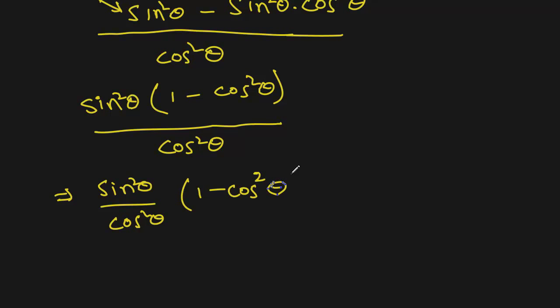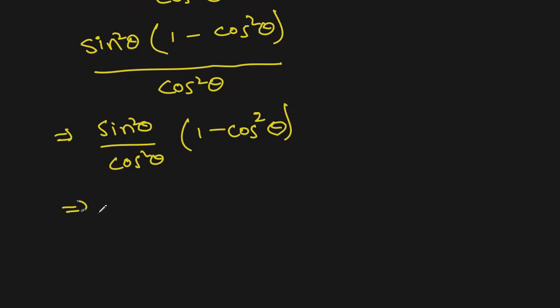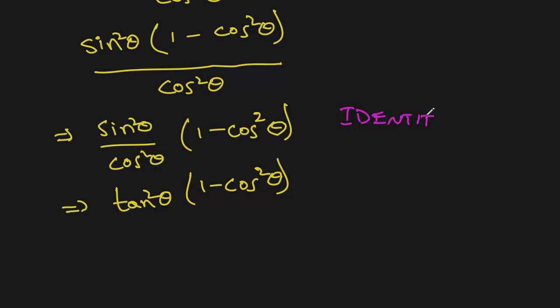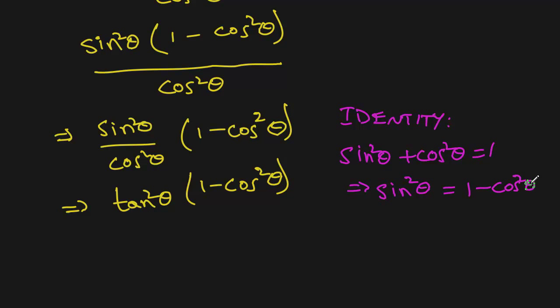And of course we know that sine squared theta over cos squared theta is nothing but tan squared theta. That's a simple identity. So multiplied by 1 minus cos squared theta. Now we can see, it's getting to an interesting place. Let's remember one of the basic identities in trigonometry, which is sine squared theta plus cos squared theta equals 1, which means that sine squared theta is nothing but 1 minus cos squared theta.